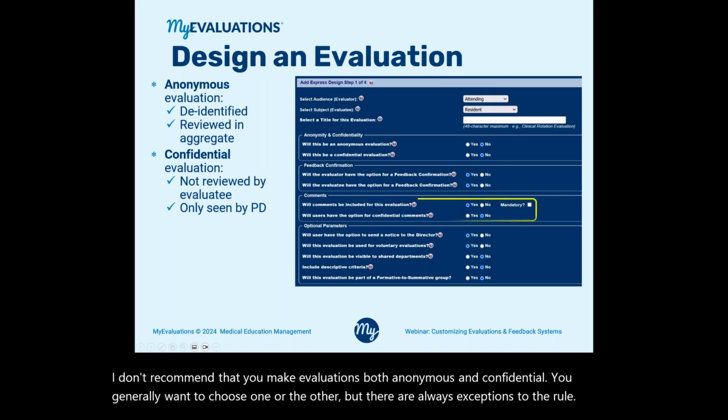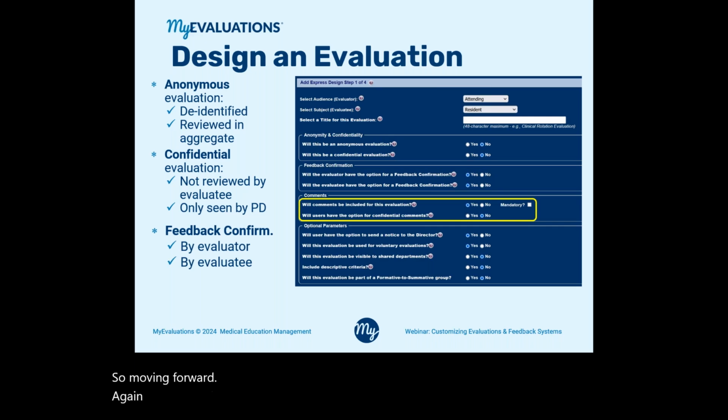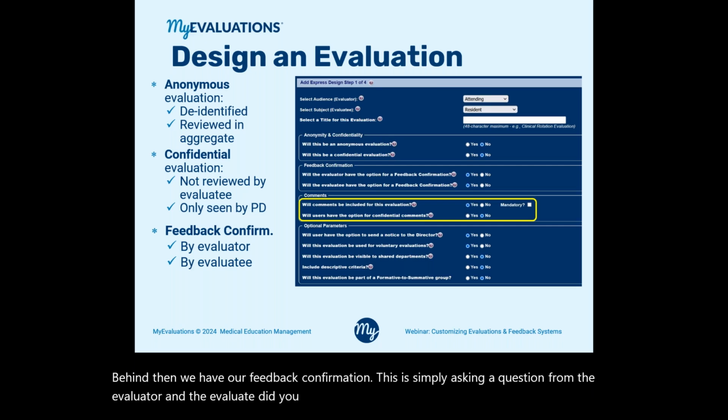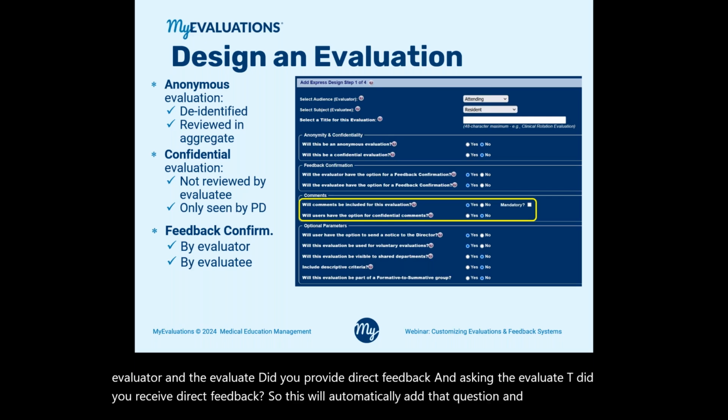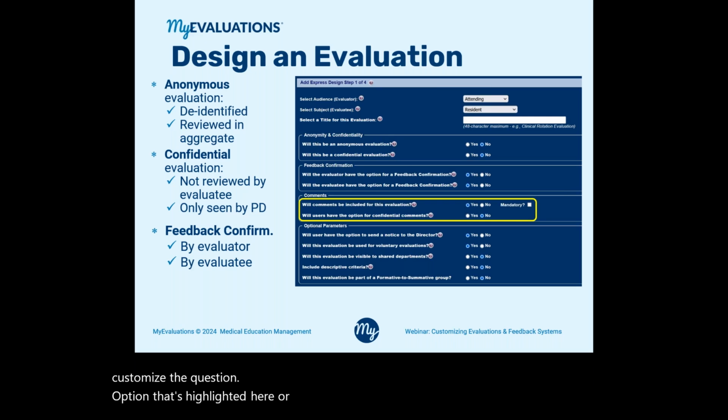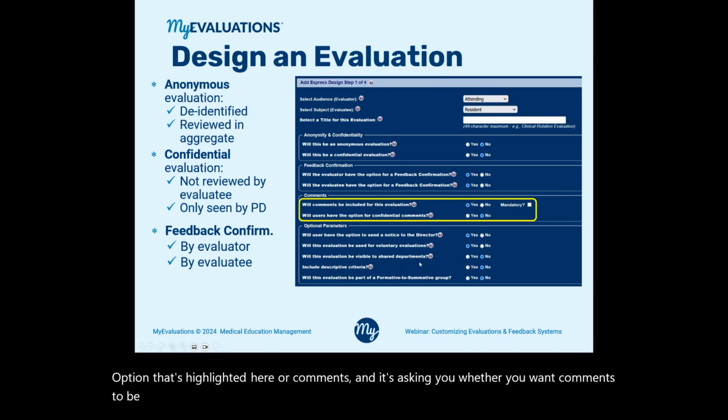So moving forward, again, my apology that one of my graphics here is one slide behind. Then we have our feedback confirmation. This is simply asking a question of the evaluator and the evaluatee. Did you provide direct feedback? And asking the evaluatee, did you receive direct feedback? So this will automatically add that question and you can customize the question. The next option that's highlighted here is comments, and it's asking whether you want comments to be included in the evaluation, and do you want to also include confidential comments?